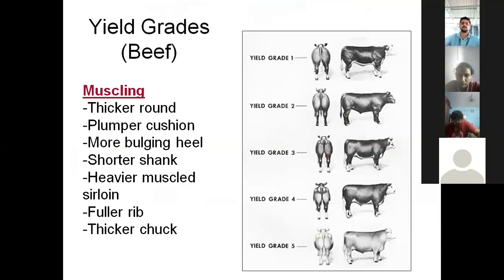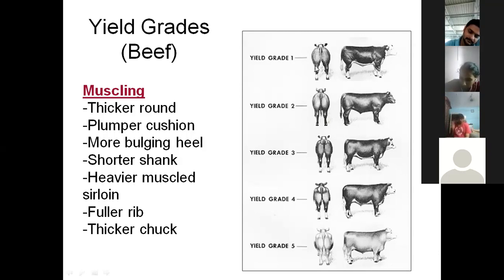Here you can see what the grades are. Basically, in the federal grades, there are 5 grades in the case of cattle: yield grade 1, grade 2, grade 3, grade 4, and grade 5. You can find here it should have a thicker round. The round should be much thicker or much broader.